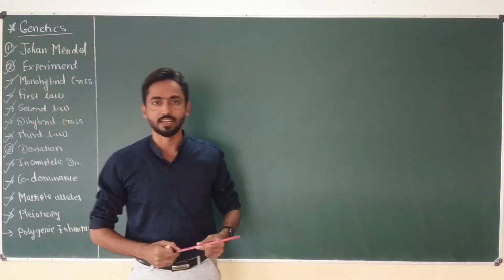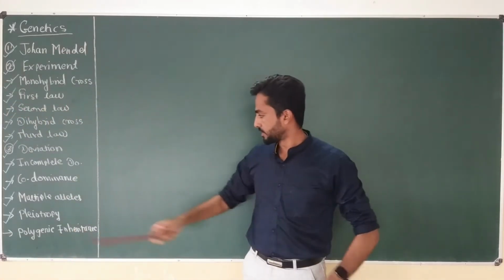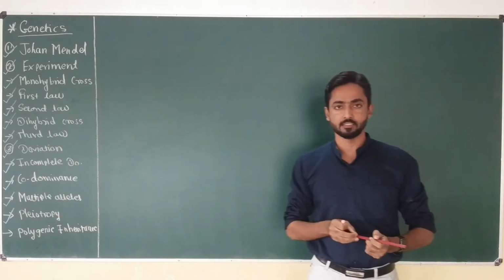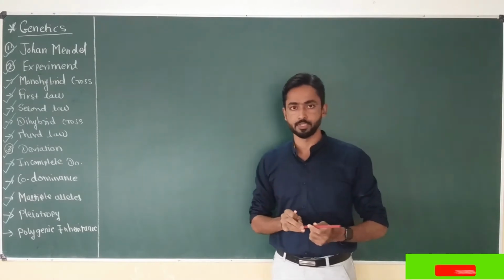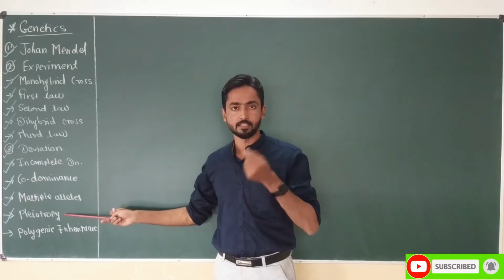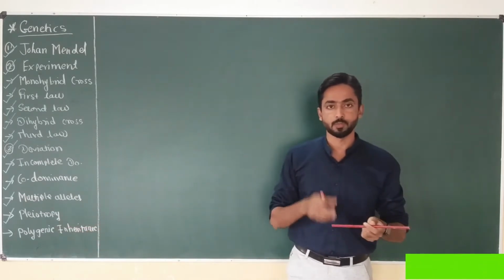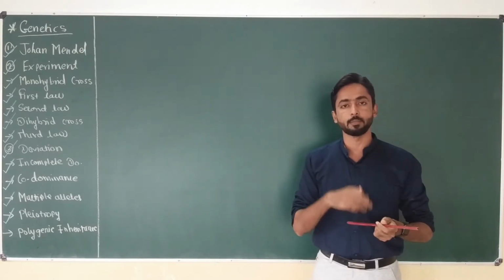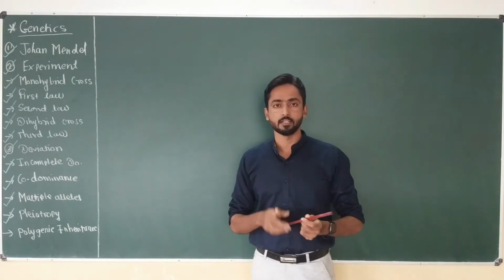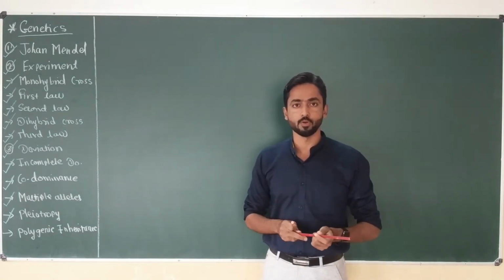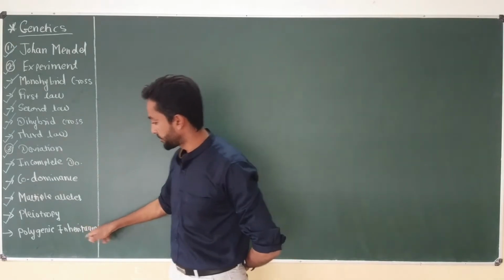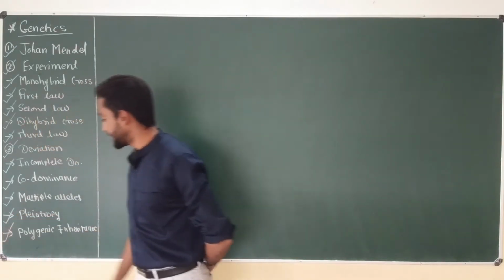Hello everyone. In the last video, I discussed pleiotropy, the first type of intergenic gene interaction, also called non-allelic gene interaction, because in this type of interaction, generally alleles of different genes, which are present on the same chromosome or on different chromosomes, interact with each other and affect the inheritance pattern of characters. Now in this video, I am going to talk about the next type of intergenic gene interaction, that is polygenic inheritance.